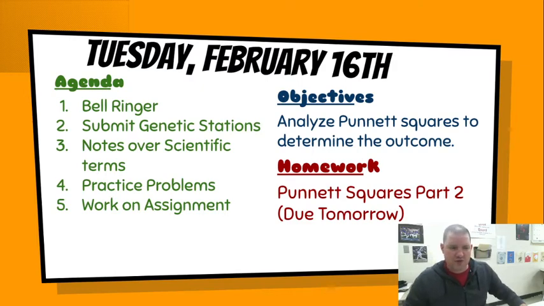We're going to continue on with our Punnett Square stuff, but first off, bell ringer. Make sure that you got them answered, submit them up, and then make sure that you have your genetic stations from Friday submitted if you didn't get it done in class, or out of class, on Friday. You need to make sure that you submit that up.